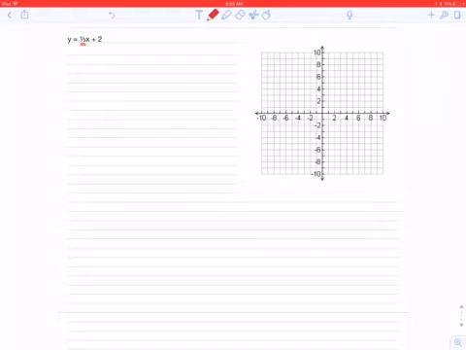So y equals 1/3 times 3 plus 2. So when I simplify that, 3 over 3, that's just 1, plus 2 equals 3. So when x is 3, y is 3. So go over to where x is 3 and up to where y is 3, and I'll plot my point.